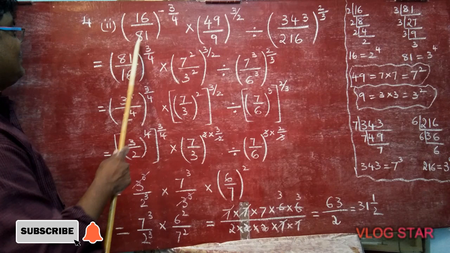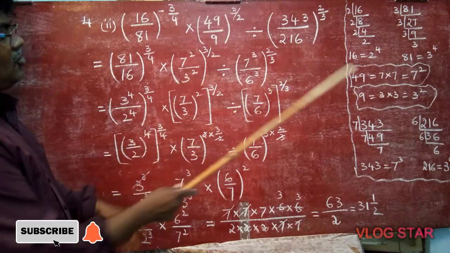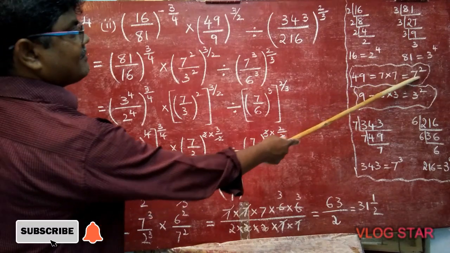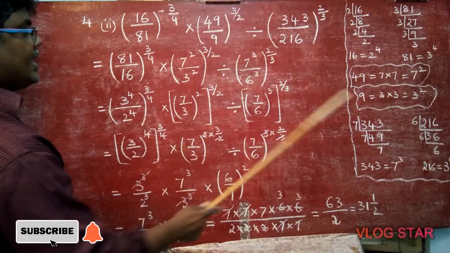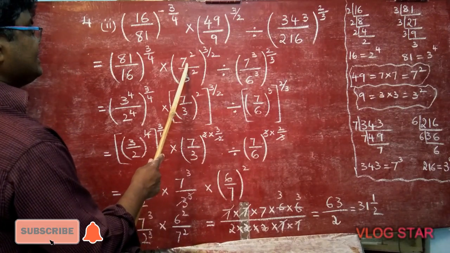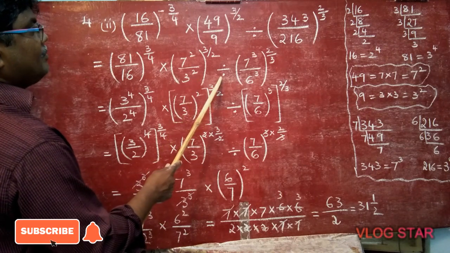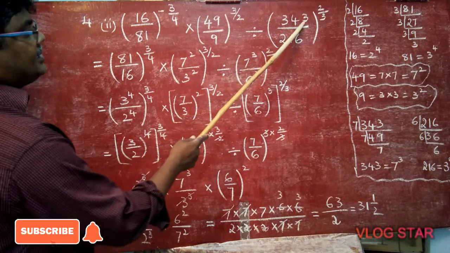So 16 by 81 becomes 81 by 16. And here 49 means 7 7s are 49, 7 square. Here 9 is there, 9 means 3 3s are 9, 3 square. So in the place of 49 we can write 7 square, in the place of 9 we can write 3 square. Divided by, here 343 is there.